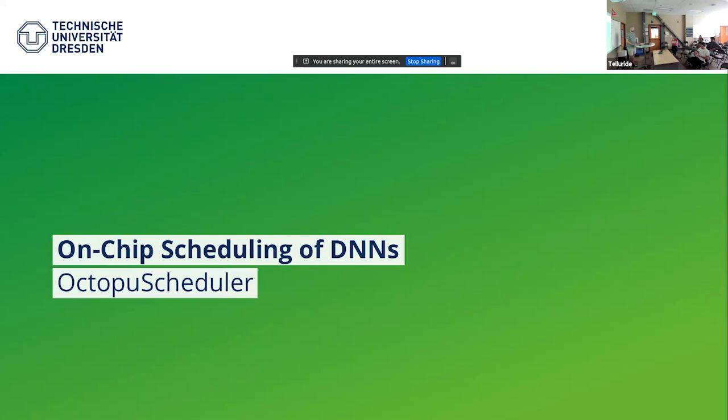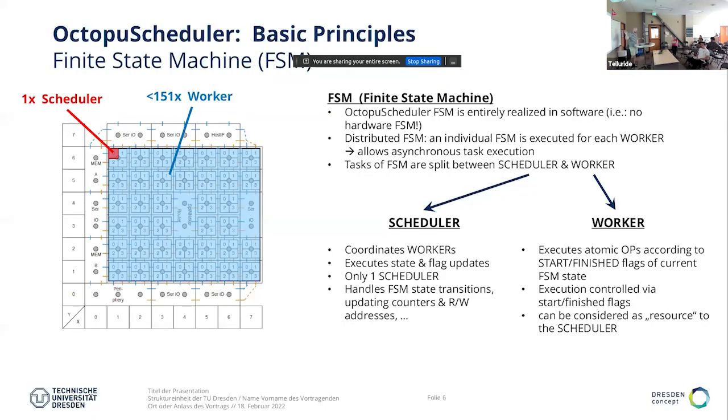Now I would like to talk a bit about my work. So this is the on-chip scheduling for non-spiking deep neural networks. The project has the nice name Octopus Scheduler because it basically orchestrates the processor elements like an octopus. And the basic principles here, I will go through this very quickly.